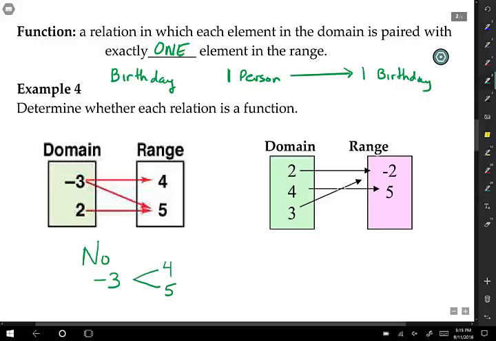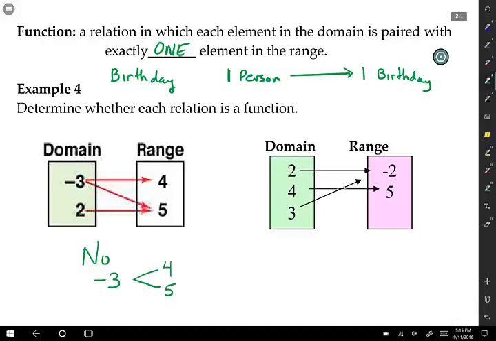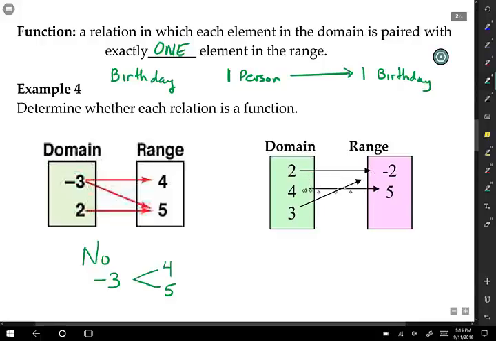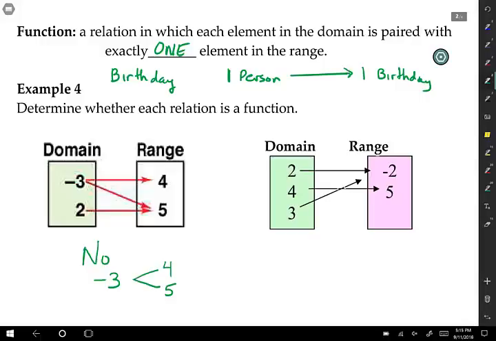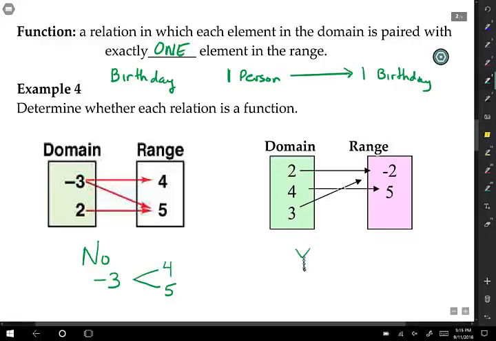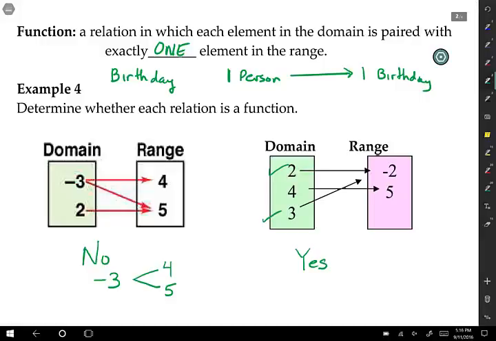Over here, on the second part, we have the domain and the range where each number, 2, 4, and 3, are each going to one and only one element in the range. And so that is a function. Notice for every value of the domain, it is paired with one and only one value in the range, even though the numbers 2 and 3 go to the number -2. For example, they each have the same birthday, and that's perfectly fine and perfectly acceptable. So the birthday method is a great way to keep that straight in your mind.